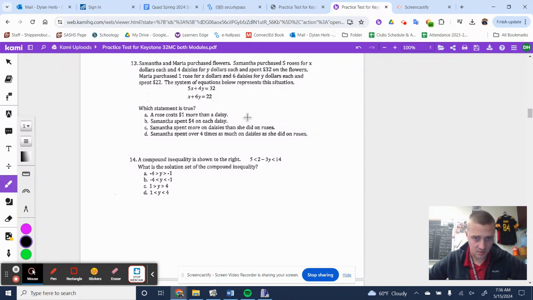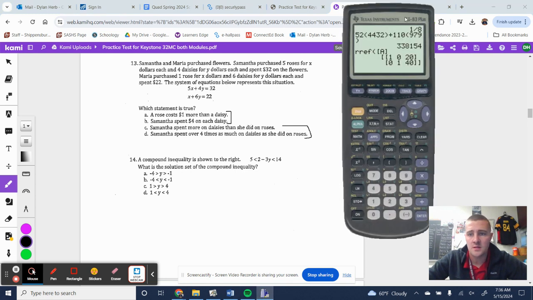Okay. Next question. We have a system of equations. Again, instead of asking me to solve it, it asks which statement is true. What is x? So x and y are representing dollars. So if we solved this system, we'd be solving for the prices of daisies and the prices of roses. And you can see these first two choices have to deal with the price. Actually, so do C and D. C and D also have to deal with the price because they say spent more or spent a certain amount. So we do have to solve this to answer this question.